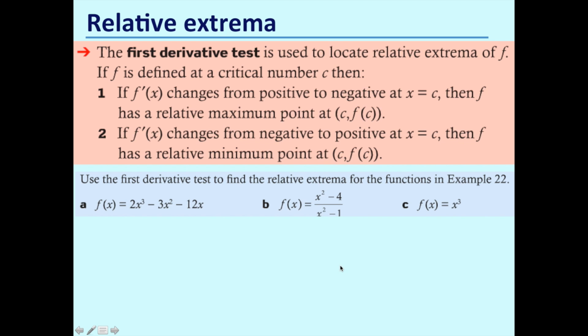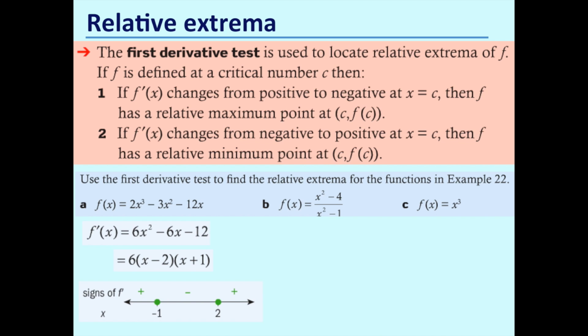So here are three questions to have a go at quickly. Use the first derivative test to find the relative extrema for the functions. So determine the nature of the stationary points and find their coordinates. For the first part then, find the derivative, so that's the first derivative. We can factorize that and set that equal to 0 in order to find that there would be a stationary point at x equals -1 and x equals 2.